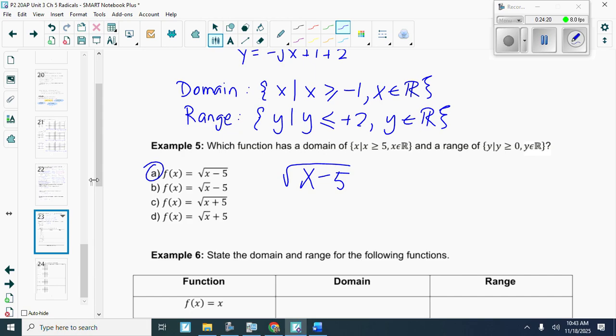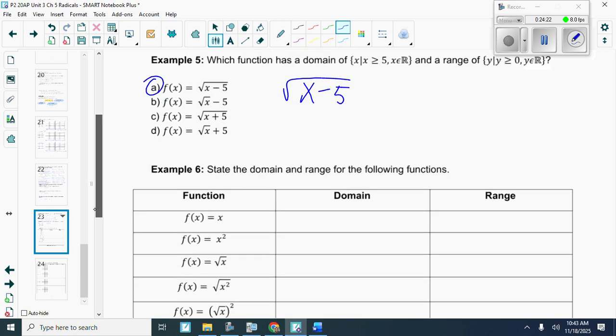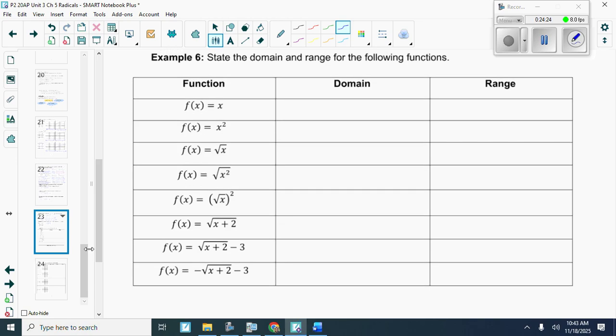All right. All right, now it's your turn. Okay, you have a whole bunch of functions here. Go ahead and write the domain and range for all of them. Okay, and then you just have some practice questions on the back page where you get to draw it, write down the transformations, state the domain and range.